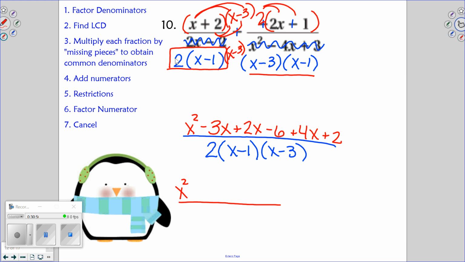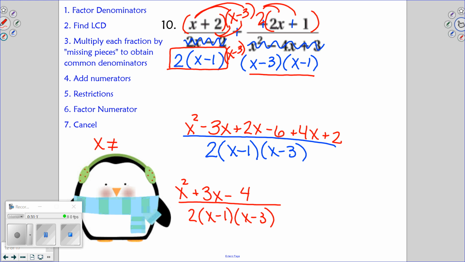X squared. So negative 3x plus 2x is negative 1x plus 4x is 3x. And then minus 4. Okay, so I just want to make sure everybody's on the same page. I literally just did step 4. I just put my like terms together on the top. Added my numerators. Step 5 is my restrictions.